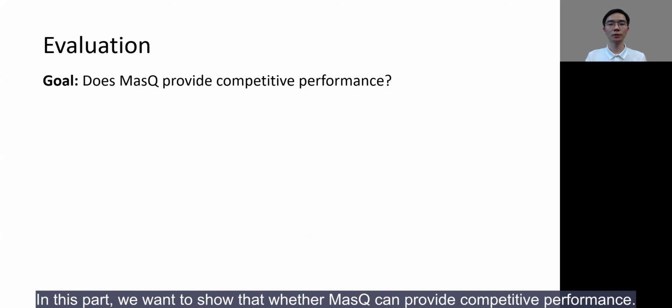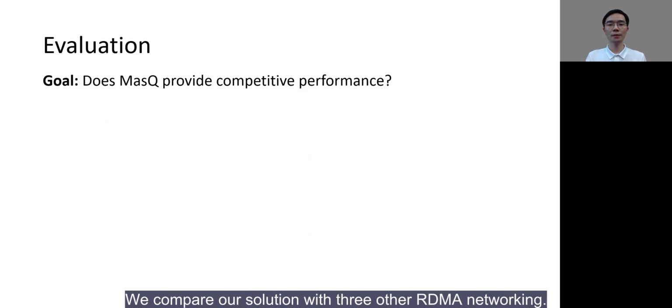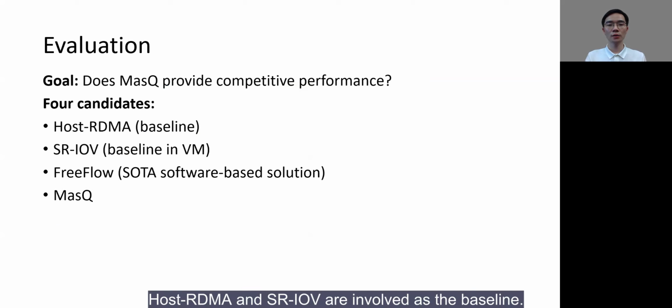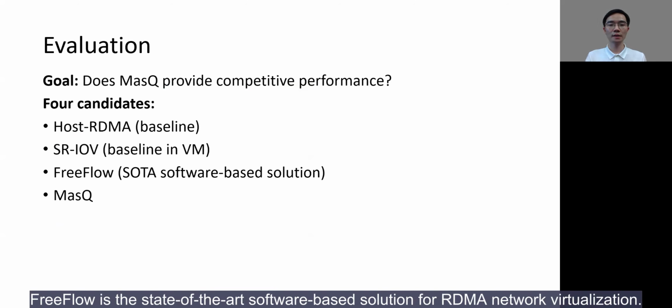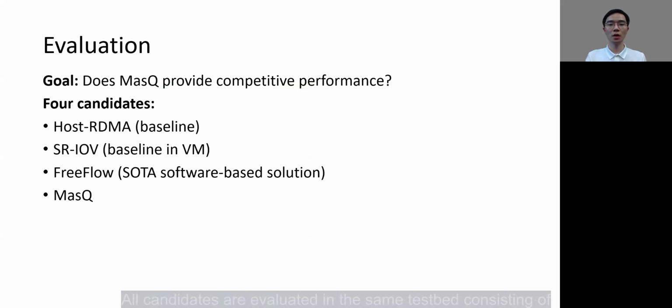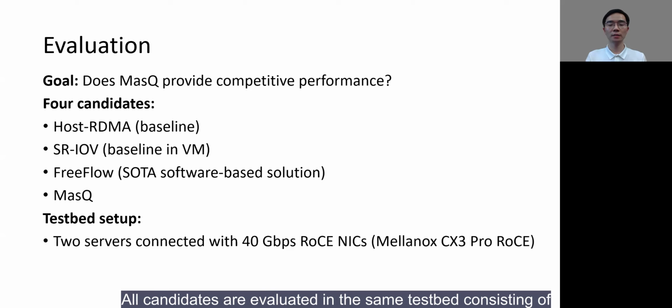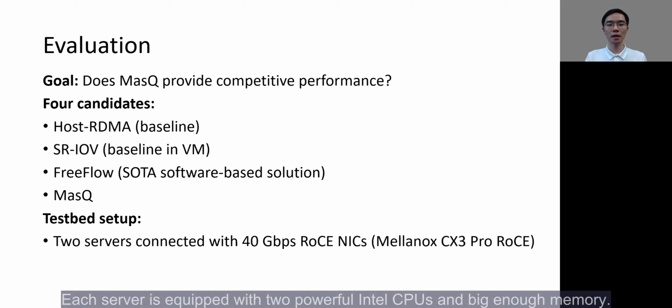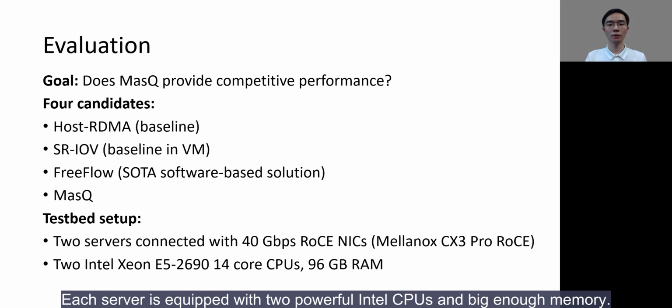In this part, we want to show whether MasQ can provide competitive performance. We compare our solution with three other RDMA networking solutions. Host RDMA and SR-IOV are involved as the baseline. FreeFlow is the state-of-the-art software-based solution for RDMA network virtualization. All candidates are evaluated in the same testbed consisting of two servers directly connected by 40 gigabits per second RoCE NICs. Each server is equipped with two powerful Intel CPUs and big enough memory.